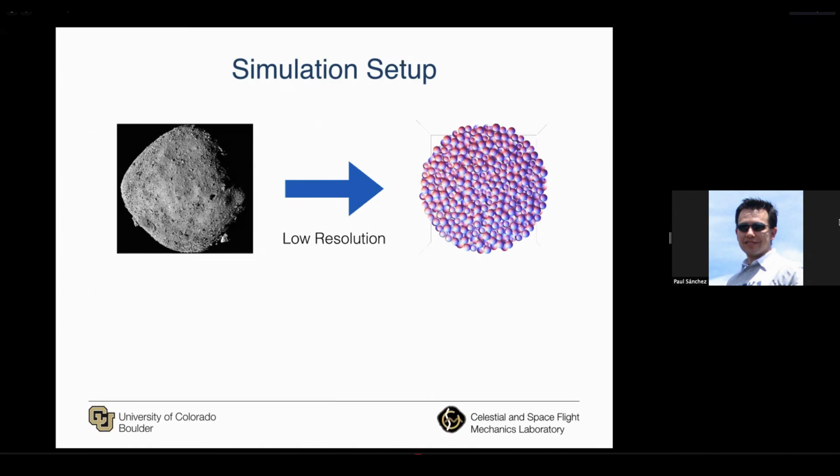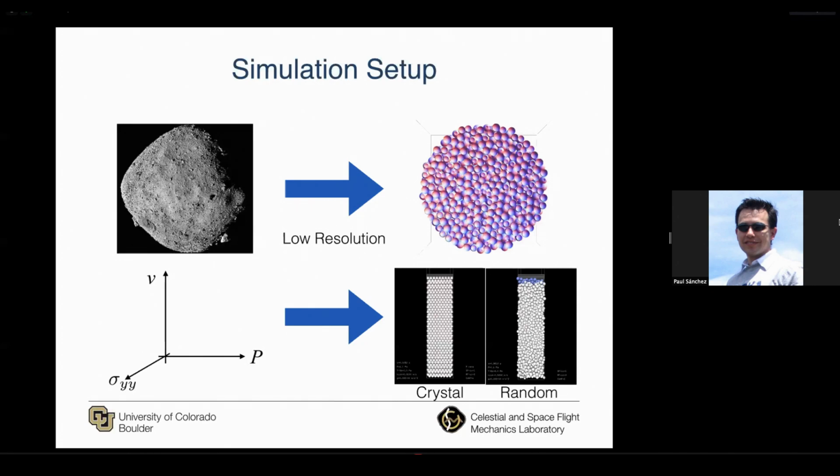The other route we can choose is we are going to just sample the parameter space. We can change the overburden pressure. We can change the cohesive strength between the particles. And we can also change the velocity of an impact. And hopefully we will have an asteroid with somewhere within this parameter space. To do that, we of course need to have a small box with particles, and we will have a much higher resolution for that. So this is what we chose to do.